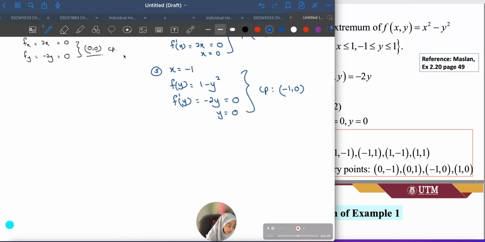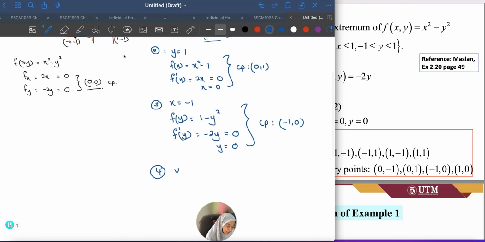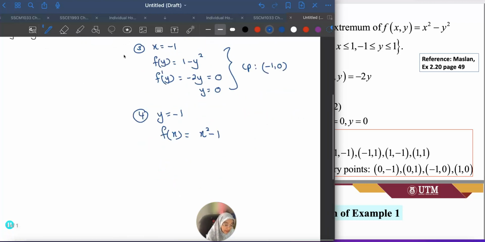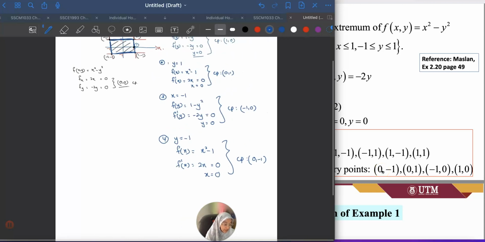Okay, now we go to the fourth line. So the fourth line happens at y equals negative 1. So your f(x) is x squared minus 1. f prime of x is 2x, and equate that to 0 because you want to find the critical point, and you obtain that x is 0, and we conclude that the critical point along this line is at (0, negative 1), which is this. So we are done with all the boundary lines for the region.